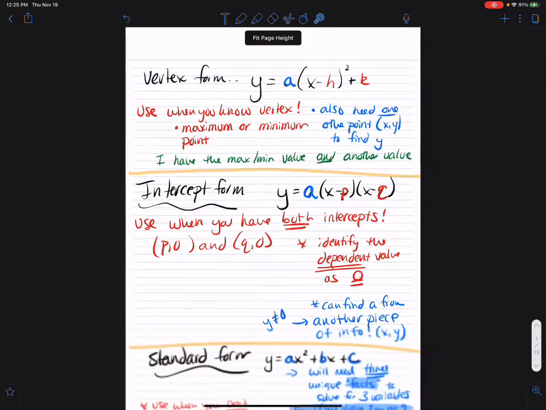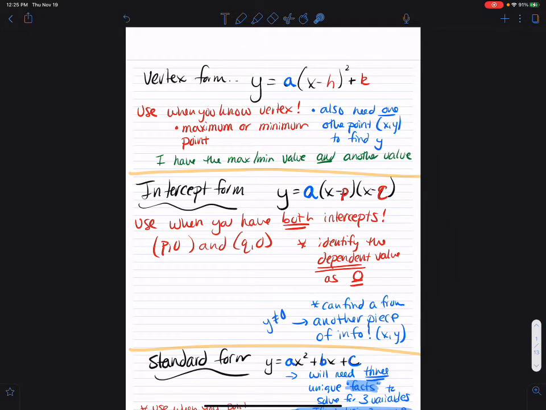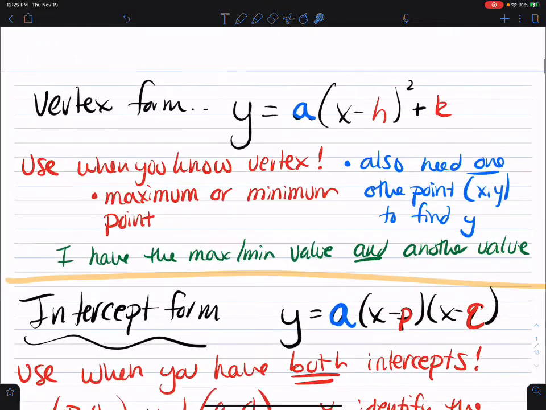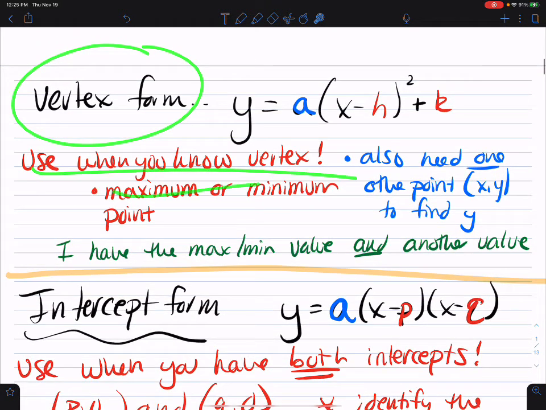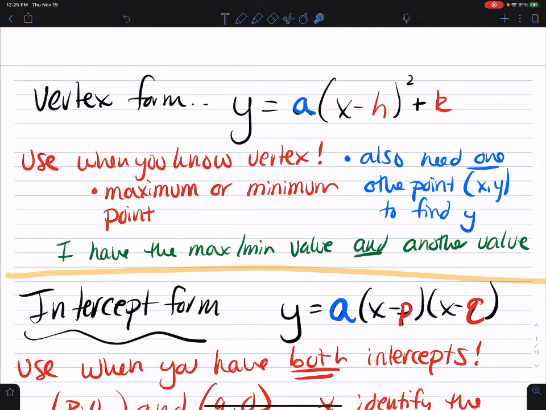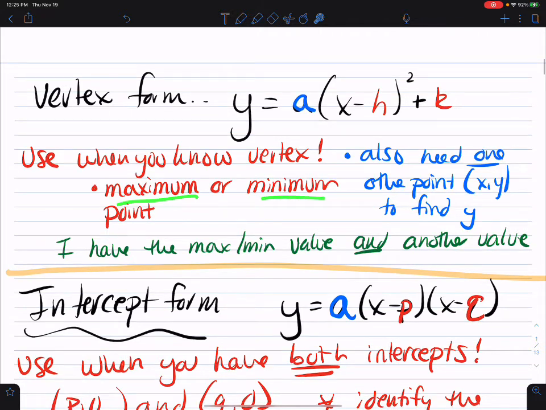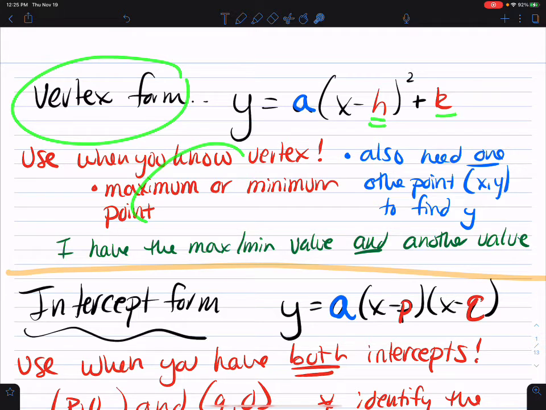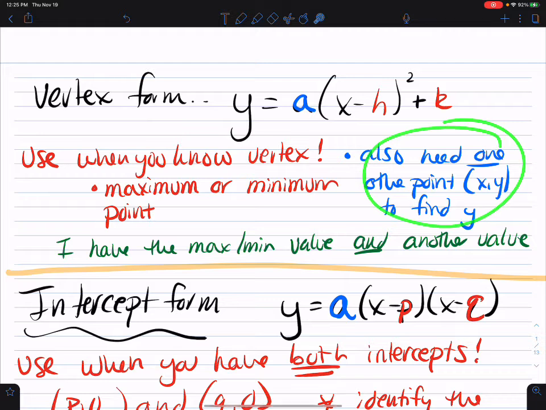But for each of the three forms, you want to have some indicators as to when I should use it. And obviously with something like vertex form, you should use it when you have the vertex. But when we start to apply things to real life models, it's never going to say this is the vertex. So we would look for words like maximums or minimums. Now, when you're writing in this form, the vertex helps you find h and k. So you would need to find the letter a by also knowing one other piece of information.